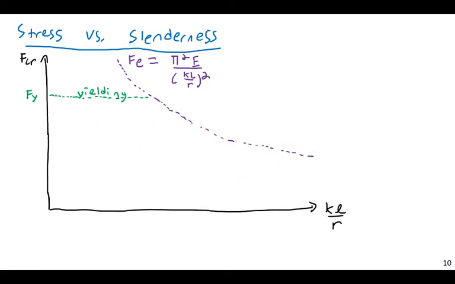And this is what you do in mechanics of materials. You just say, okay, well, we have two failure modes. We have the yielding state and we have the buckling state. Before a certain transition region, we're going to consider yielding our design limit, and past that, we are going to consider Euler buckling our design limit.